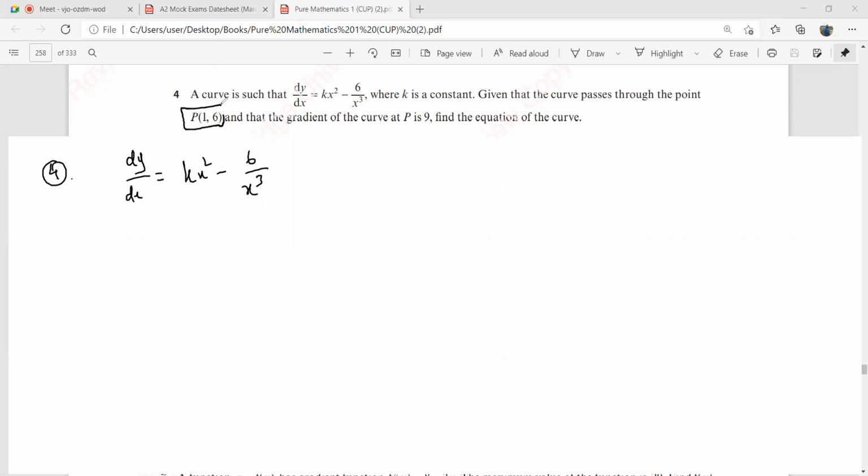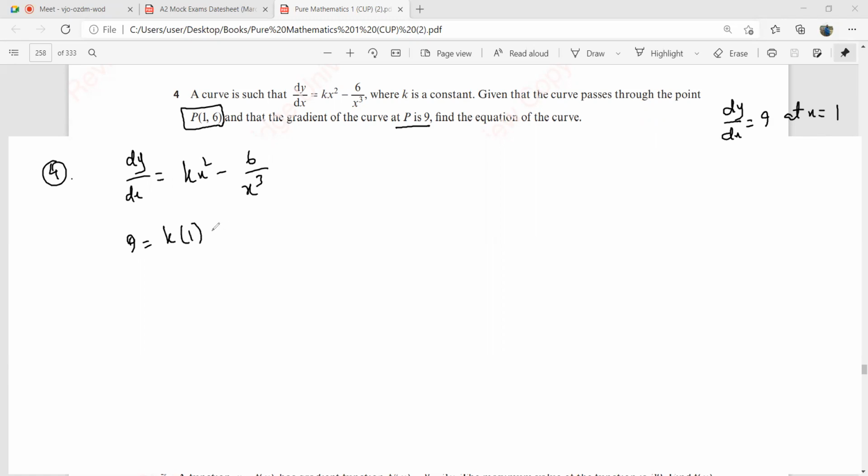Okay, fine. We need at least one point here. And that the gradient of the curve at P is 9. So this means he's telling us that when this curve passes through the point P, the gradient of the curve is 9. So that means he is indirectly giving you the value of dy by dx is 9 at x equal to 1. So you can determine the value of k even before you start integrating it. You can put your dy by dx as 9, okay? But I hope all of you are listening to me, okay?